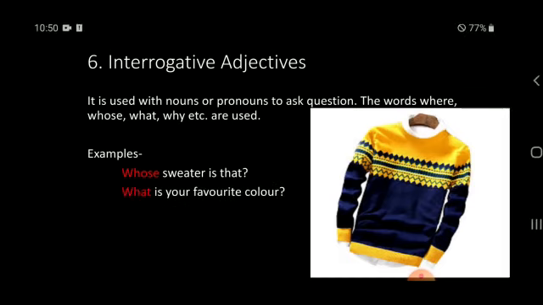What is your favorite color? Here, what also asks a question to someone. So the words whose and what are interrogative adjectives.